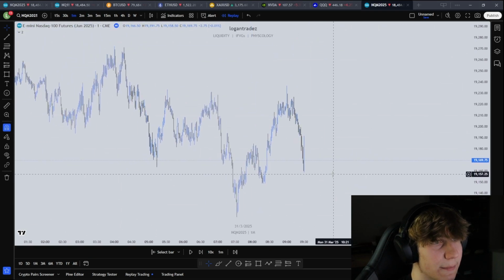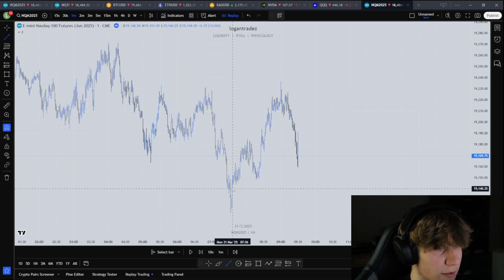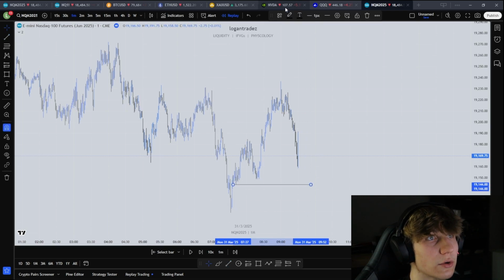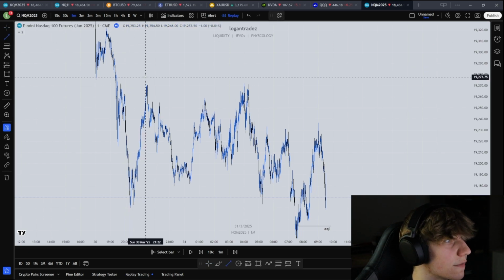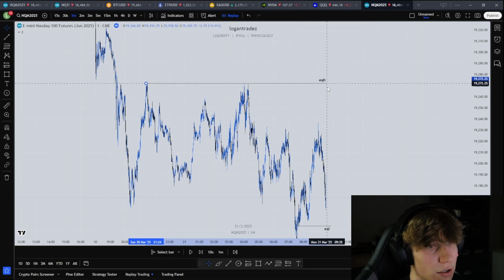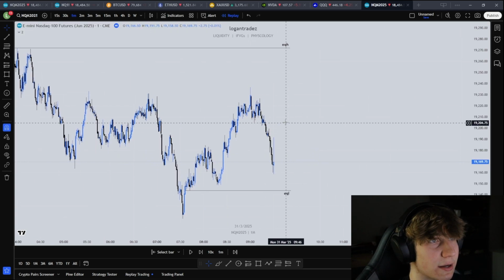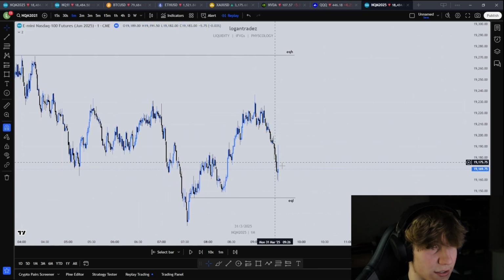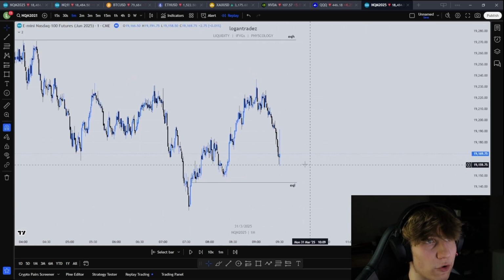Now with this example, I'm going to show you how to deal with having two good opposing liquidity pools. So you can see here, we have these equal lows. And up here, we also have equal highs. So what do I do when I have these two liquidity pools that are strong but oppose each other? What I'm not going to do is gamble and try to guess which one is going to hit first. What I'm going to do is wait for one to get swept.